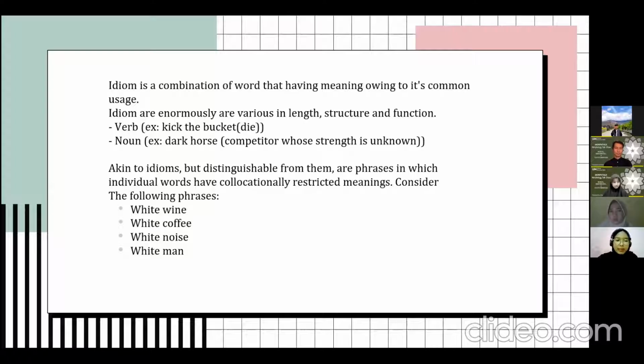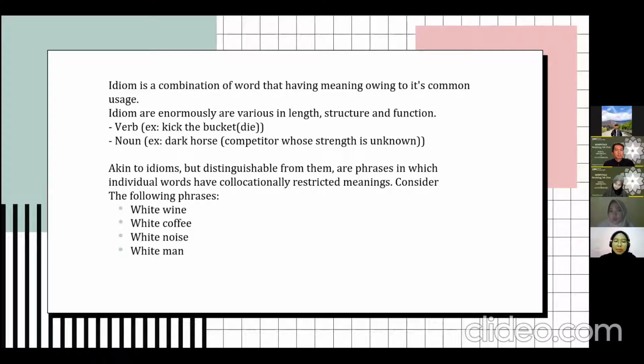So an idiom is a combination of words having a meaning owing to its common usage. Idioms enormously vary in length, structure, and function. For example, a verb idiom: kick the bucket. Kick the bucket means die. And then the second example is an idiom as a noun, for example, dark horse. The meaning of dark horse is a competitor whose range is unknown.